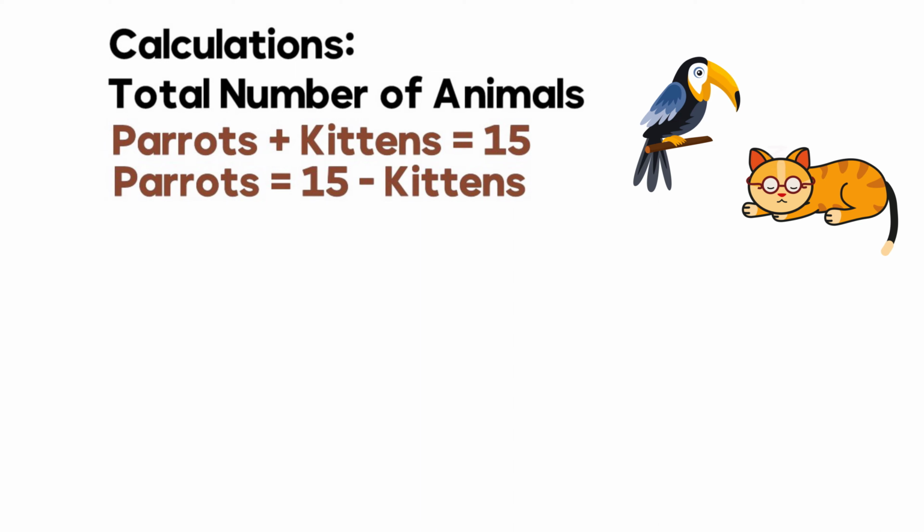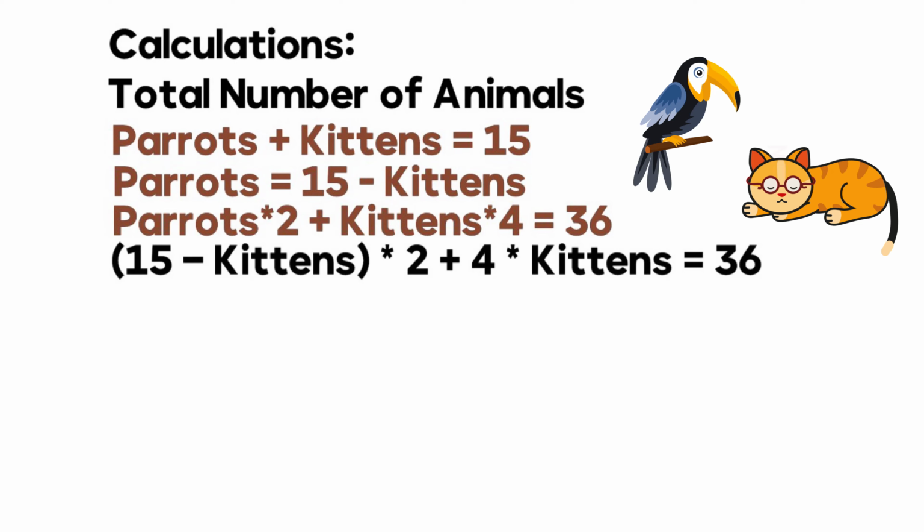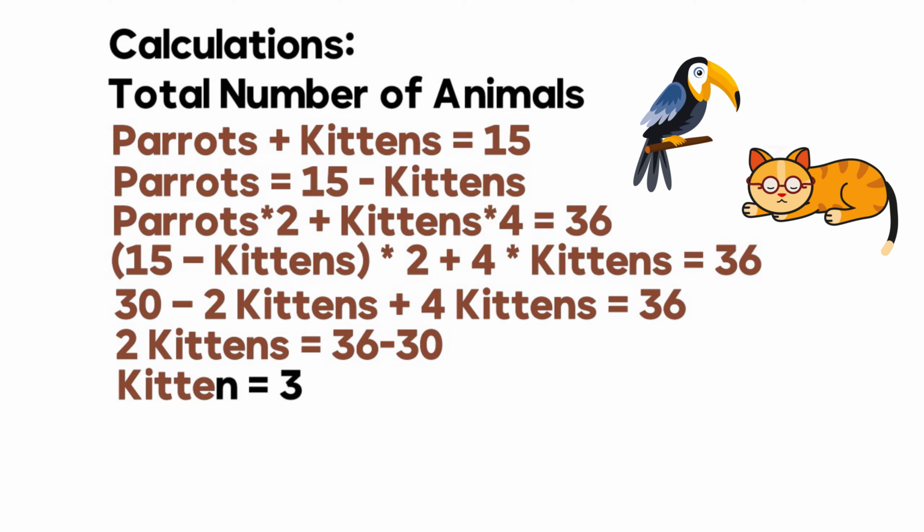We can do similar expression based on the number of legs. 2 multiplied by number of parrots plus 4 multiplied by the number of kittens equals 36. Now let's replace parrots in this expression with 15 minus kittens. So 15 minus kittens multiplied by 2 plus 4 multiplied by the number of kittens equals 36. Which means 30 minus 2 kittens plus 4 kittens equals 36. After simplification, 2 kittens equals 36 minus 30, which means that there are 3 kittens in the store.